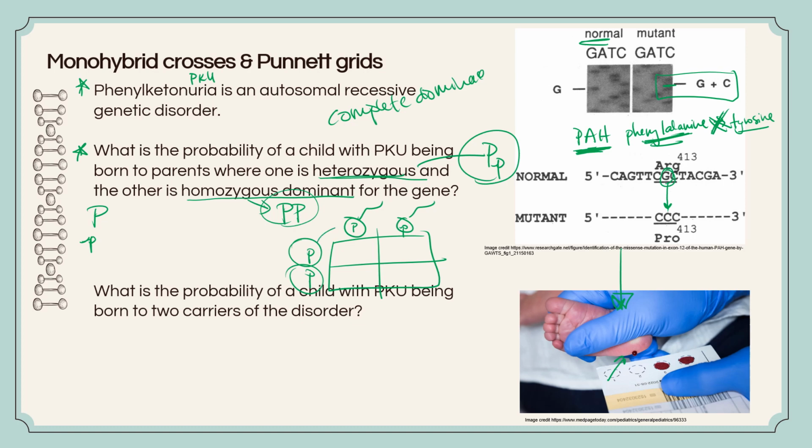When we have a cross, when egg meets sperm, we could have big P, big P in a zygote cell. We could have big P, little p in a zygote cell. We could have another big P, big P, or we could have big P, little p. That means that there is a 50% chance of a zygote that is homozygous dominant.